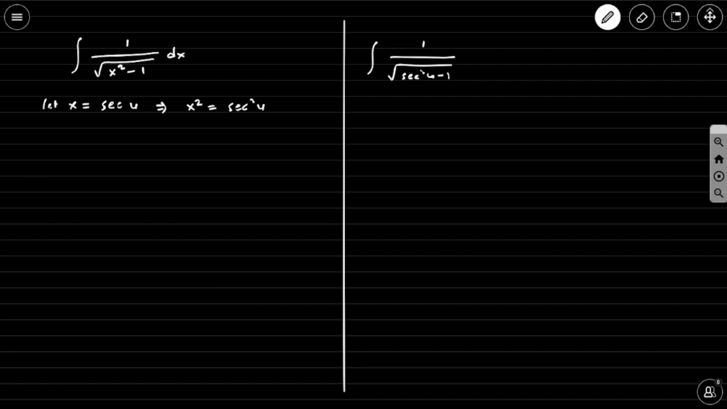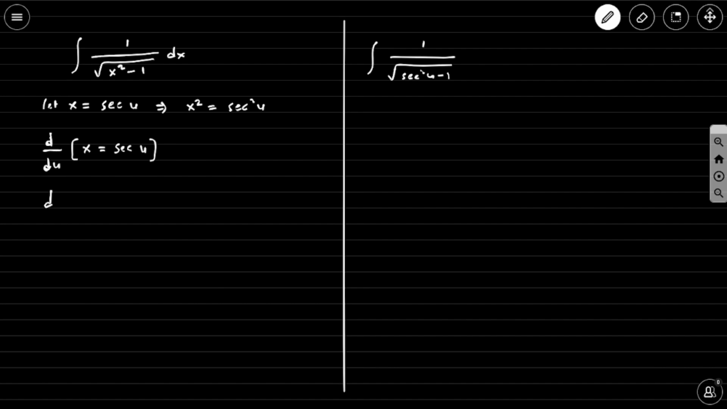And then what about dx? Well, if I wrote dx right here, now we know that we integrate this function in terms of u with respect to x. So this will be wrong. Instead, we're gonna try to find du. Well, how do you find du? Well, we're gonna differentiate this equation with respect to u.